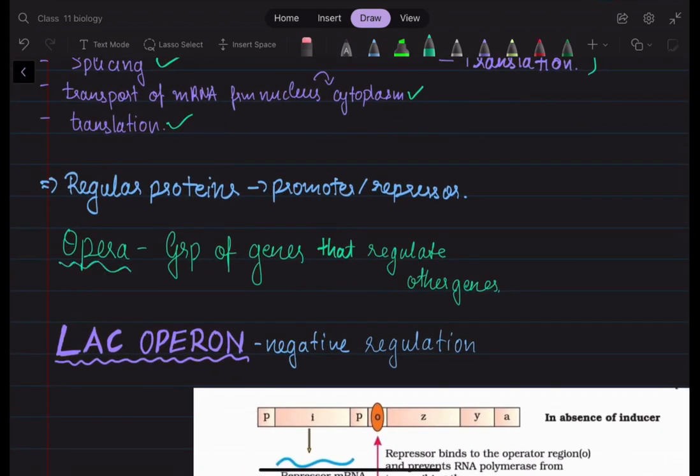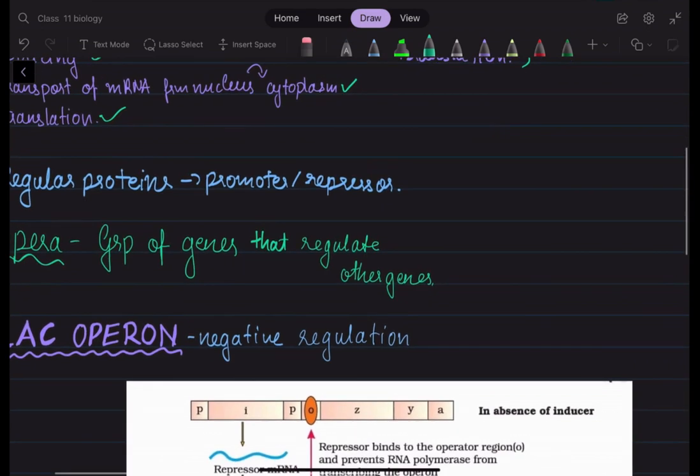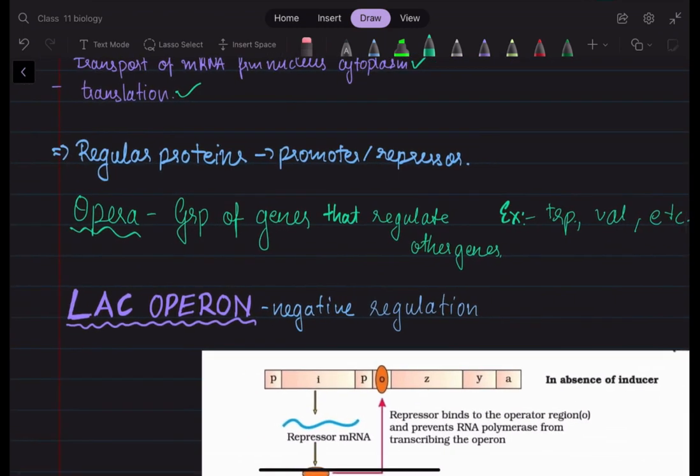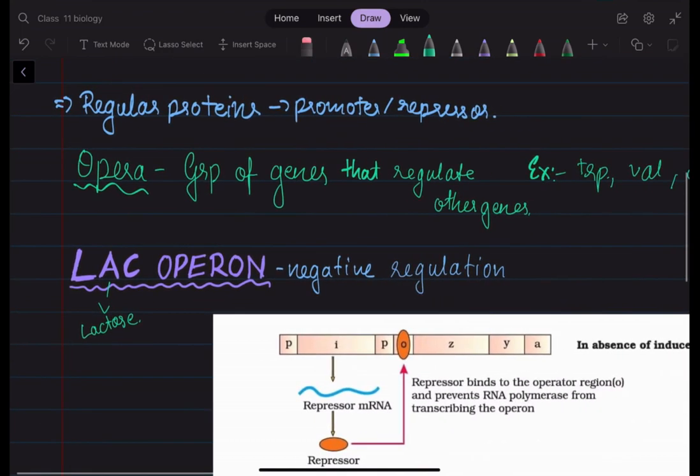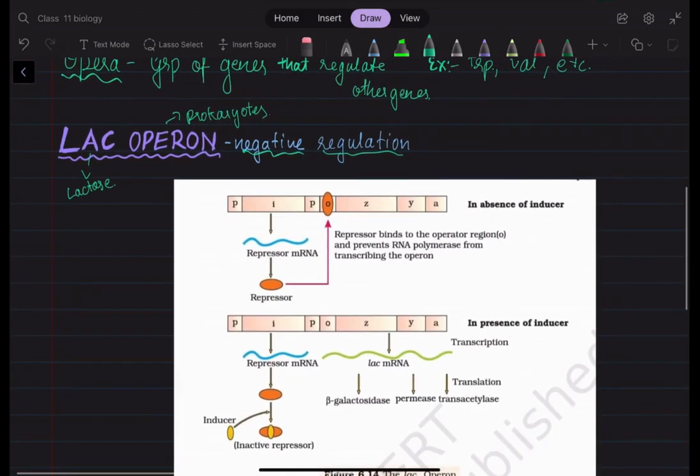Now operon, as I told you, is a group of genes that regulate other genes. There are many examples for operons, like we have the tryptophan operon, or we have the valine operon, etc. So we are going to learn about the lac operon, that is the lactose one. So here lac stands for lactose. This lac operon, which actually is in prokaryotes, is a kind of negative regulation. So let us see how it is a negative regulation and how it works.